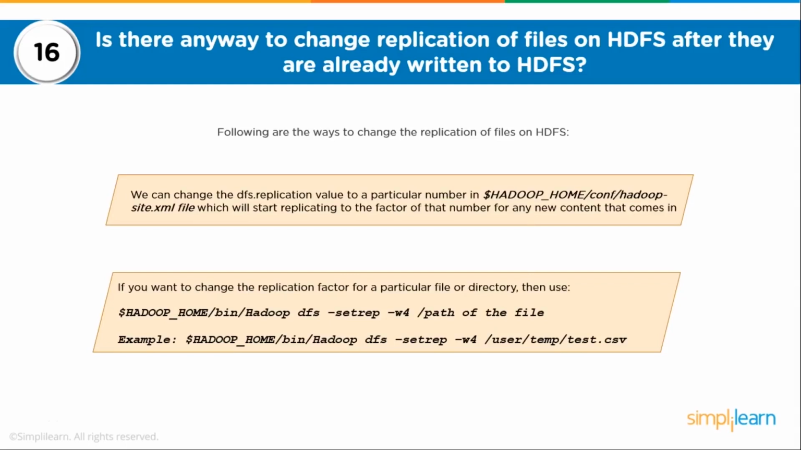So in Hadoop, you can let your data be replicated as per the property set in the config file. You could write the data with a different replication. You could change the replication after the data is written. So all these options are available.